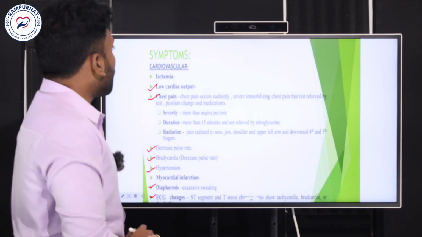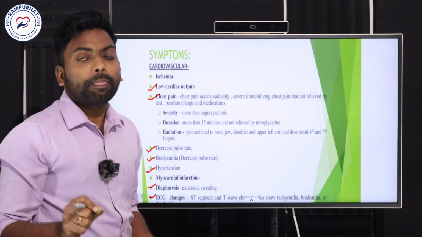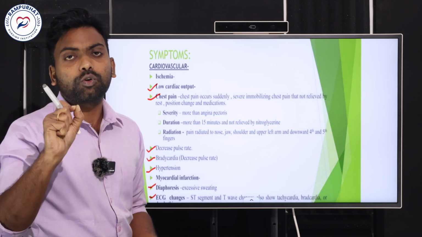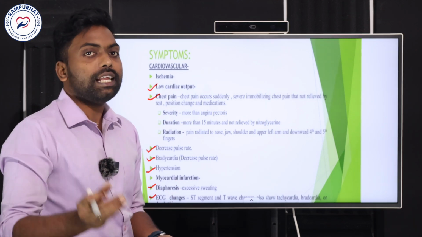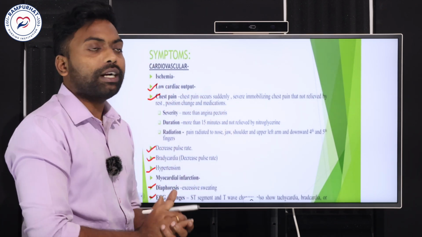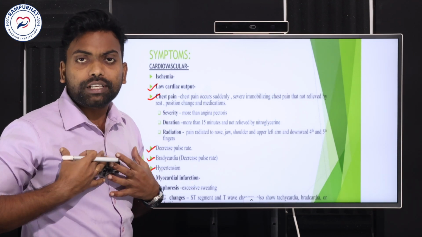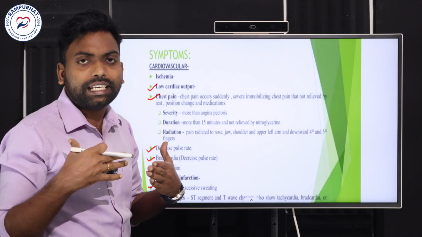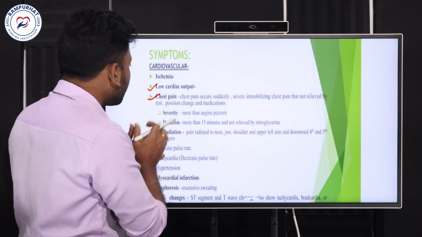And next, what are the signs and symptoms? When the patient is having myocardial infarction, what kind of symptoms will show? The first one is low cardiac output. When there is some problem within the heart, definitely the cardiac output may decrease. And next one is chest pain. Whatever the problem you are facing within the heart, the chest gets some kind of tightness, some kind of heaviness, some kind of pain.